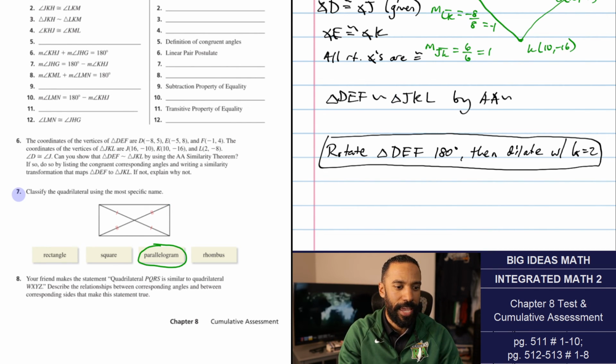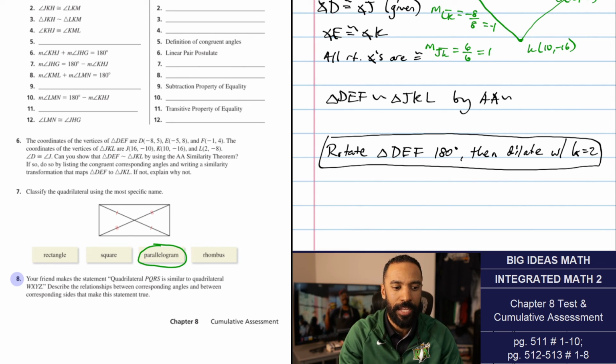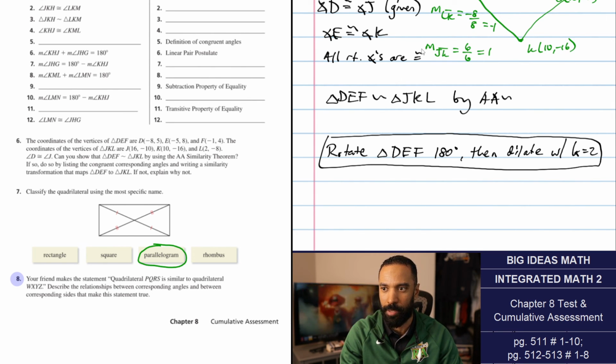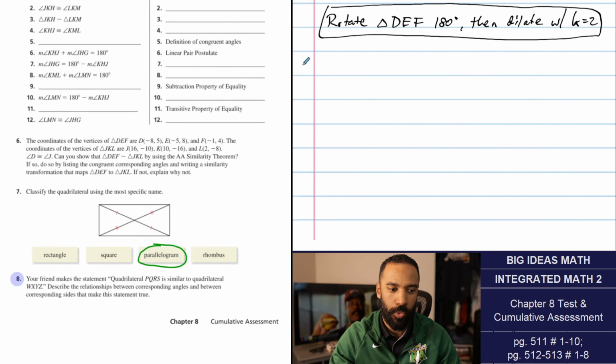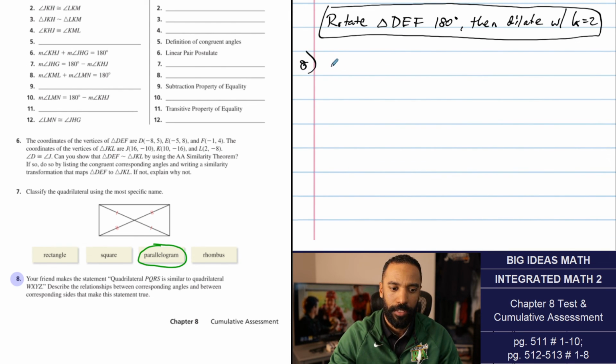And lastly, number 8, your friend makes a statement, quadrilateral PQRS is similar to quadrilateral WXYZ. Describe the relationships between corresponding angles and between corresponding sides that make the statement true. So I'm just going to go with, let's write that out. PQRS is similar to WXYZ.